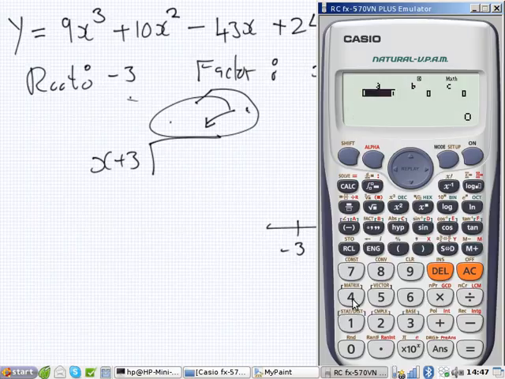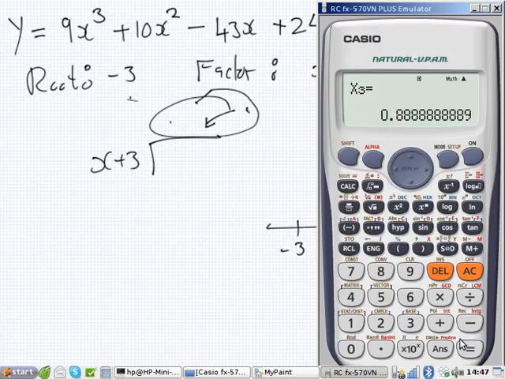54, 9, 10, minus 43, and 24. So the roots are minus 3, which we know about already. 1, and this is, I think this is 8 over 9, isn't it? No, that's definitely not 8 over 10. 8 over 9.